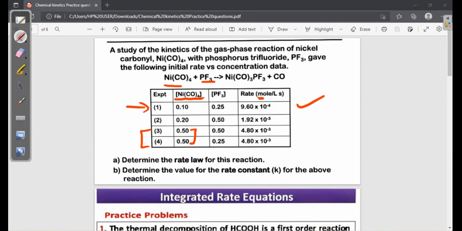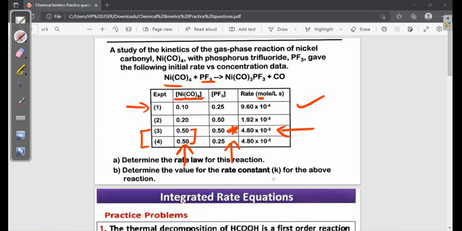Okay, so that will help us understand whether the other reactant has got an effect on the rate or not. In the third experiment, if you check the other reactant, it was 0.5 as well, and the rate there was 4.8. Now in the second experiment, deliberately we maintained the concentration of nickel carbonyl, but we reduced the concentration of phosphorus trifluoride.